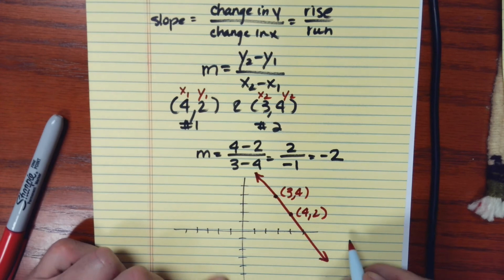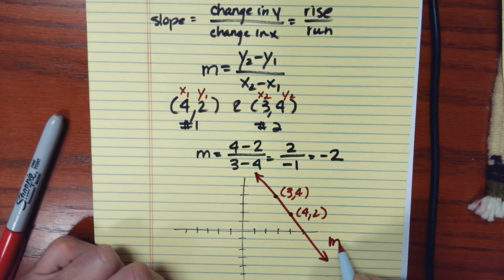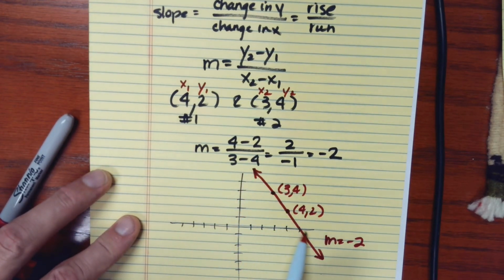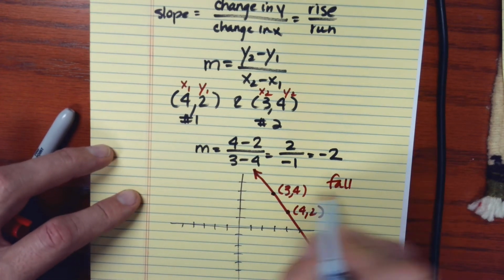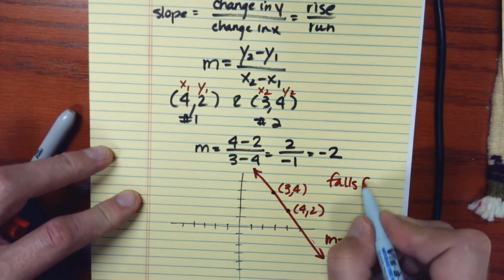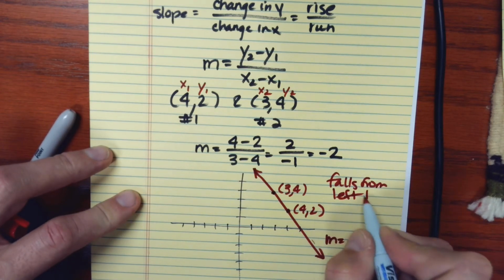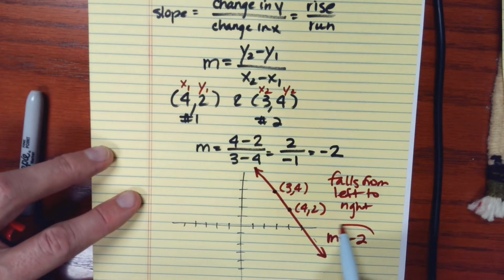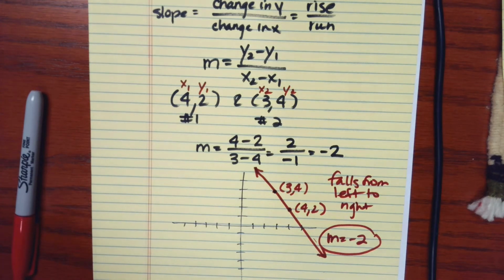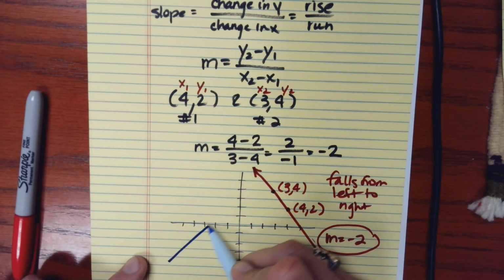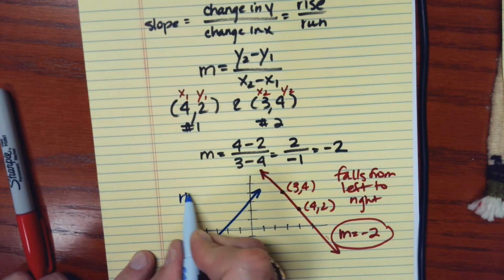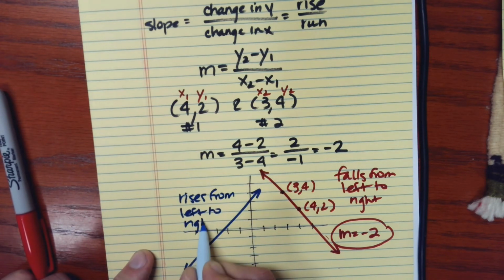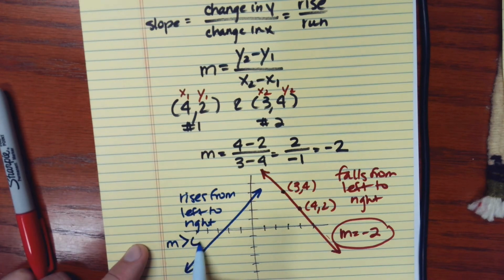Now notice that this line has a slope of -2. What I wanted to point out is that as we go from left to right, this line falls, so it's going down, falls from left to right. And when we see a line that falls from left to right, we expect the slope to be negative. On the other hand, if you have a line that rises from left to right, we expect the slope to be positive. So I'll say m is greater than 0.